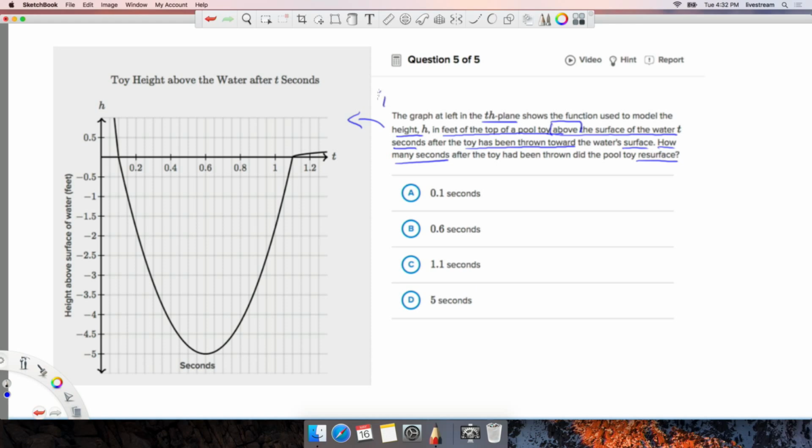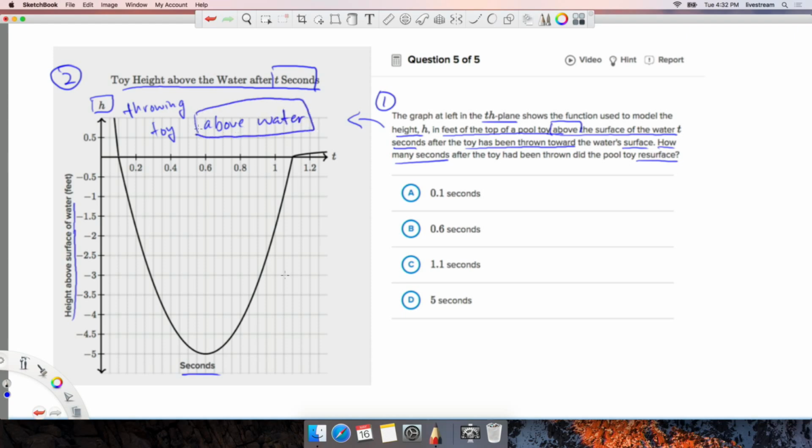If that is step number 1, step number 2 is to understand the graph. So, toy height above the water after t seconds. On my axes, this is height above the surface of the water in feet, and this is seconds, time. I'm throwing an object. Since this is height above the surface of the water, this is above water, since the height is positive. And then this is submerged, right, since I've got these negative feet markers here on the left. Now I feel like I have a good understanding of the graph. I know where the toy is above water and below water.